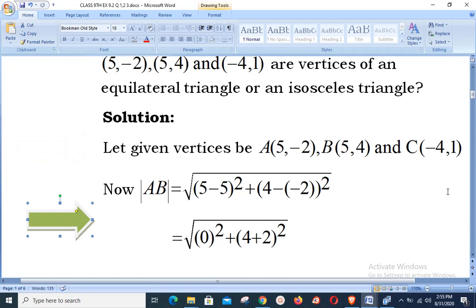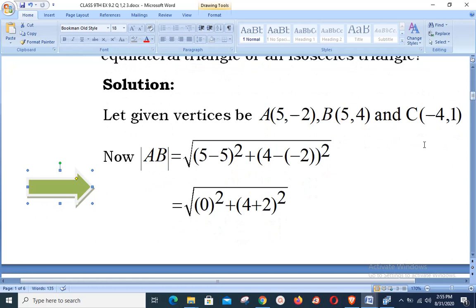By applying the same formula, the square root of (x2 minus x1) whole square plus (y2 minus y1) whole square, we have, remember, here x1 is 5 whereas y1 is minus 2, and x2 is 5 whereas y2 is 4. So (x2 minus x1) whole square is clearly (5 minus 5) whole square, whereas (y2 minus y1) whole square gives us (4 minus minus 2) whole square, and whole root.